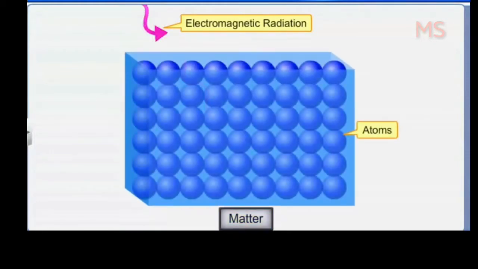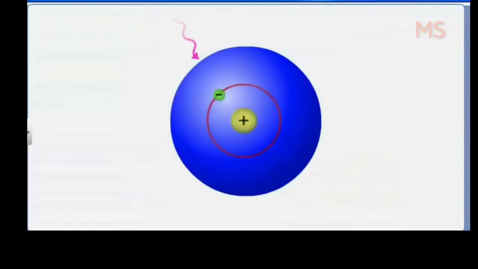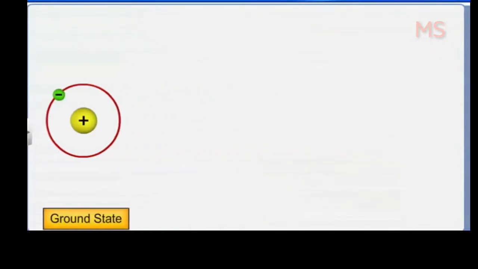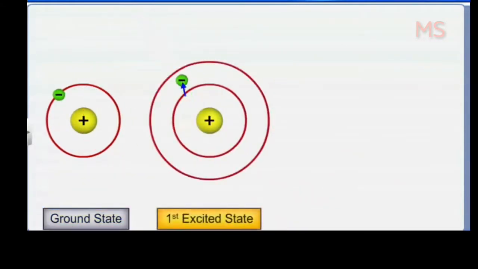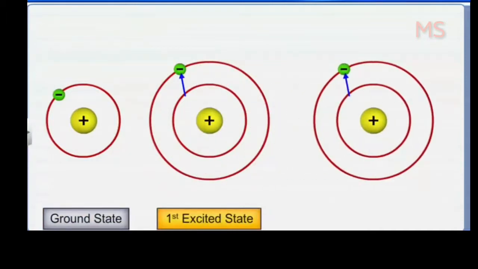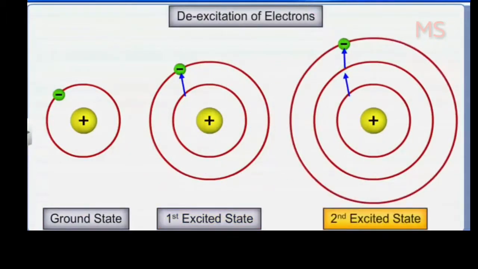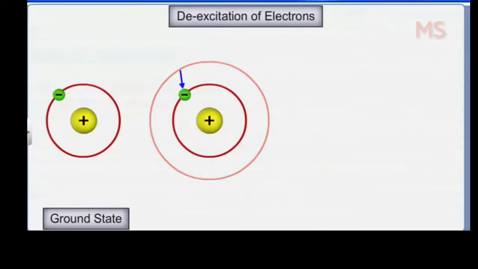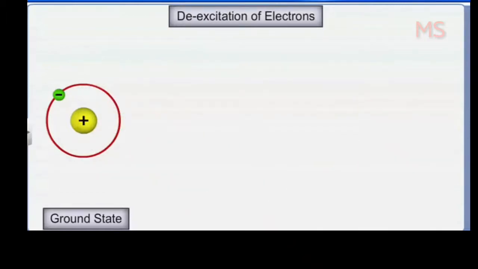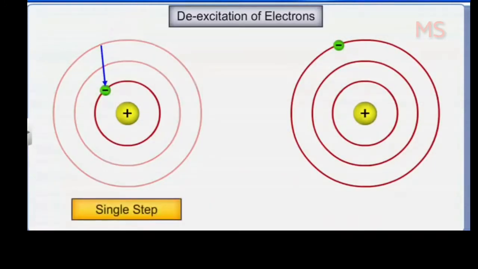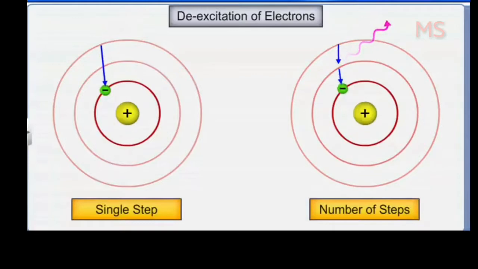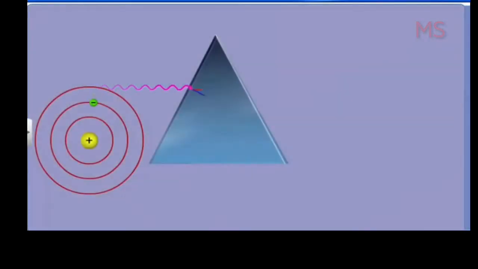When electromagnetic radiation interacts with matter, atoms and molecules, they absorb some part of radiation and go to a higher, unstable energy state called excited state. As the atoms are unstable in their excited states, they tend to revert to their original state, called the ground state, by emitting the same amount of energy that they had absorbed earlier. This energy can be emitted in a single step or in a number of steps. Depending on the amount of energy emitted, a radiation of particular wavelength is obtained.